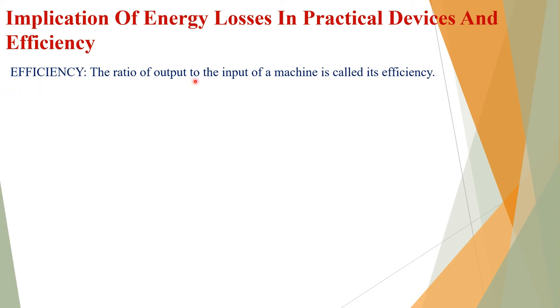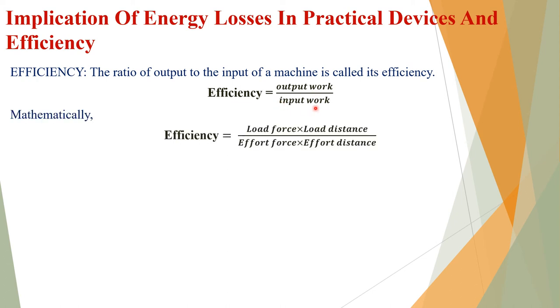Efficiency. The ratio of output to the input of a machine is called its efficiency. So efficiency is equal to output work divided by input work. Mathematically, as we know, output work is equal to load force into load distance, and input work is equal to effort force into effort distance. Load force is represented by F_out, load distance is represented by D_out, effort force is represented by F_in, and effort distance is represented by D_in.